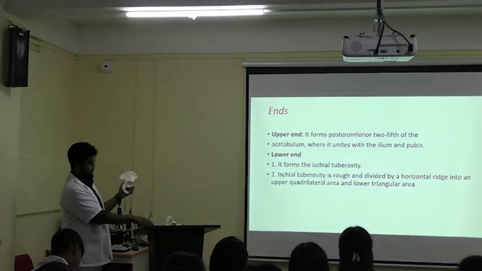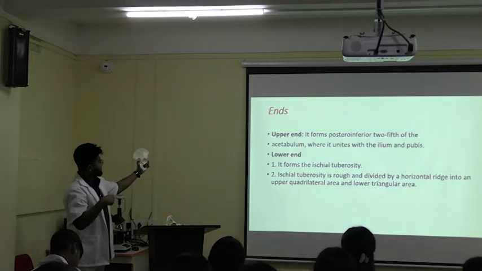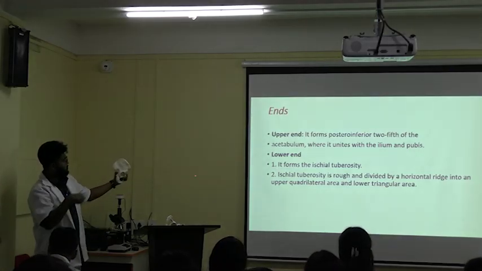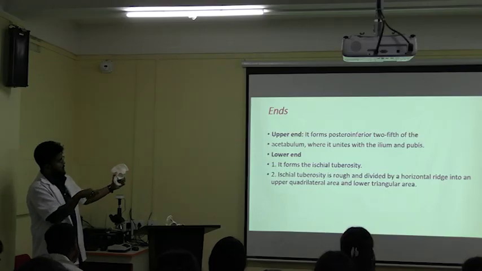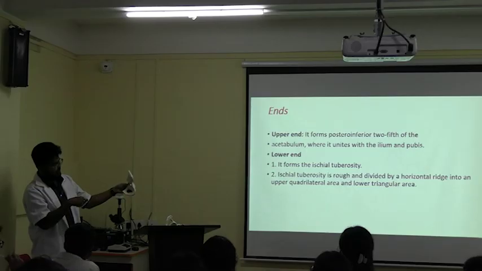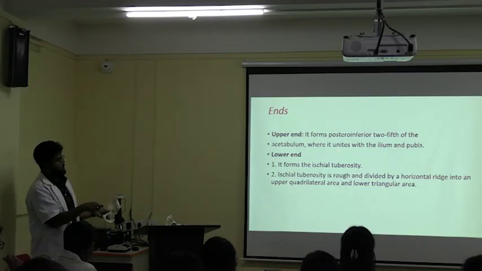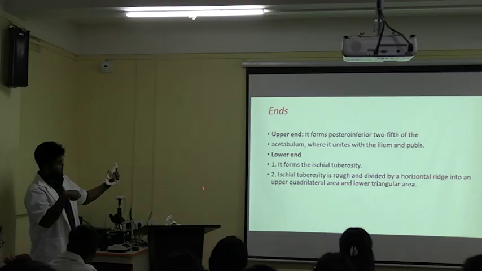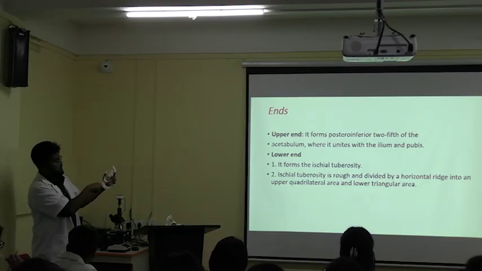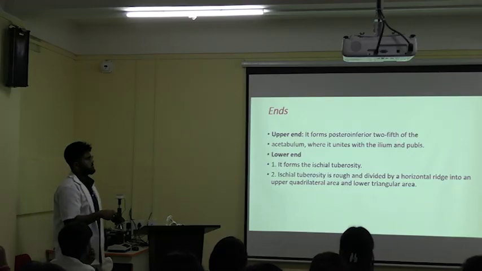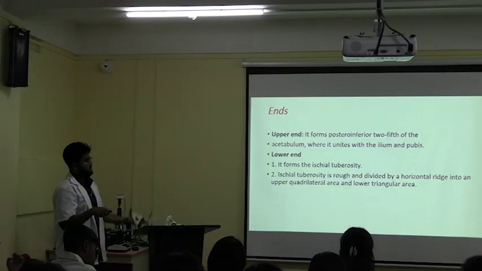So this is the upper end. This portion is called the upper end. It forms the posterior inferior two-fifths of the acetabulum. You can see here, this is the pubic bone and this is the ischium bone. So it unites, meaning it articulates, the ischium with the ilium and the pubic bone. So this is the upper end. It forms the posterior inferior two-fifths of the acetabulum, where it unites the ilium bone and the pubic bone.